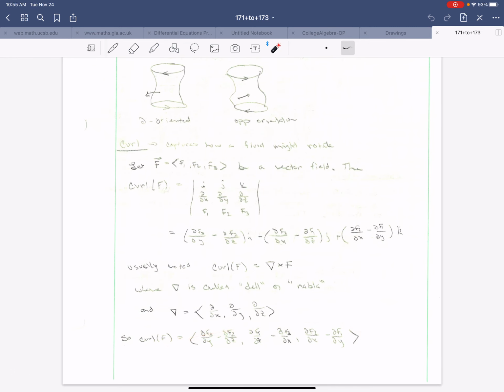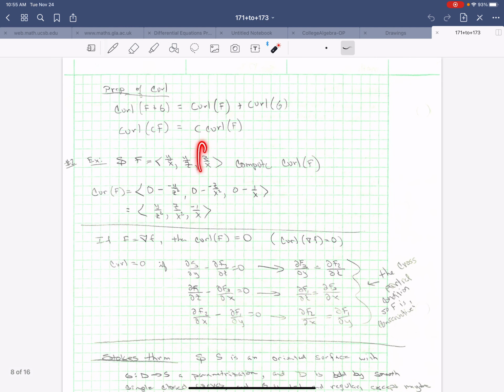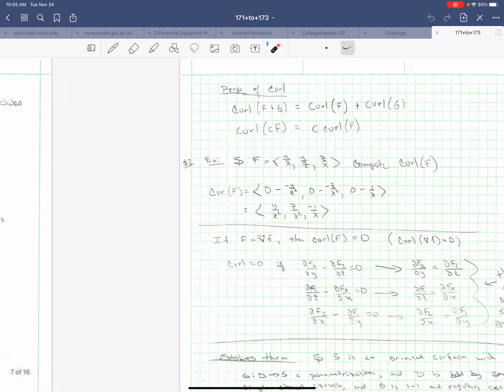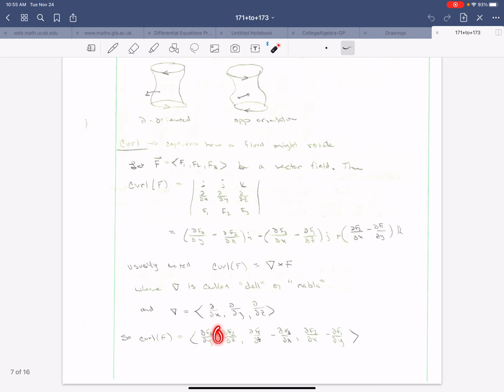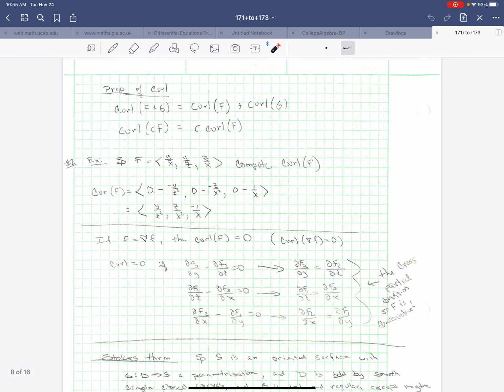So when I keep flipping back and forth, look what we need. We need the derivative of the third function with respect to y. And so in here, there's the third function. There is no y in it, so it should be a 0. Then we have minus the derivative of the second function with respect to z. And the second function is y over z. I can write that as yz to the minus 1. And when I take that derivative, it'll be negative yz to the minus 2. And there's that piece right there.